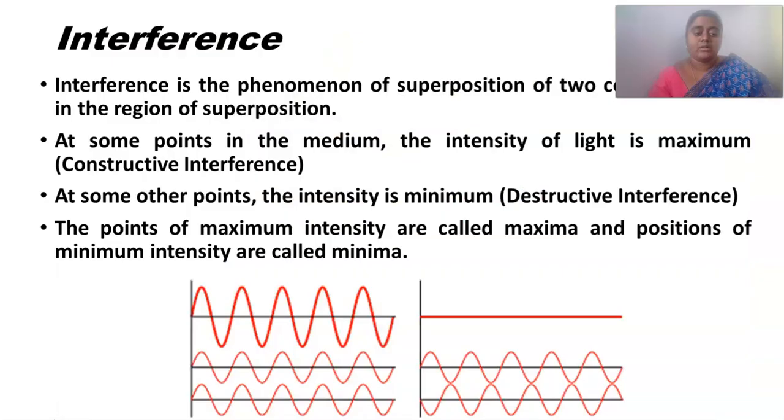Interference is the phenomenon of superposition of two coherent waves in the region of superposition. Let us consider the waves to be A and B. When these two waves are in phase with each other and superimpose, they result in a wave C, which is of greater intensity. This is called constructive interference. When the same waves A and B are out of phase and superimpose, they result in the minimum intensity, and this is called destructive interference.